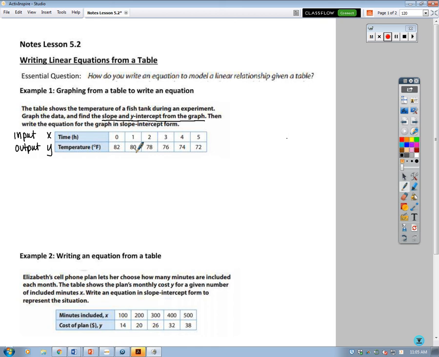So what we're going to do here is we're going to create a graph first. And so I'm just going to draw my x and y axis. This is my x and this is my y. And I already know that my x here is going to be time in hours. And then my y is going to be temperature in degrees Fahrenheit. And I'm going to look at my range here for time, which is 0 to 5. So I'm starting at 0, and I'm going to go ahead and go probably up to 6, because I have space. So that's based on the range that I have. So that's just why I'm using those numbers.